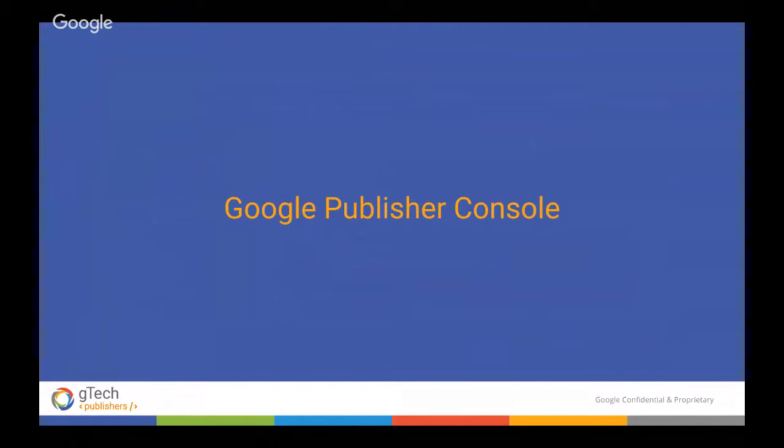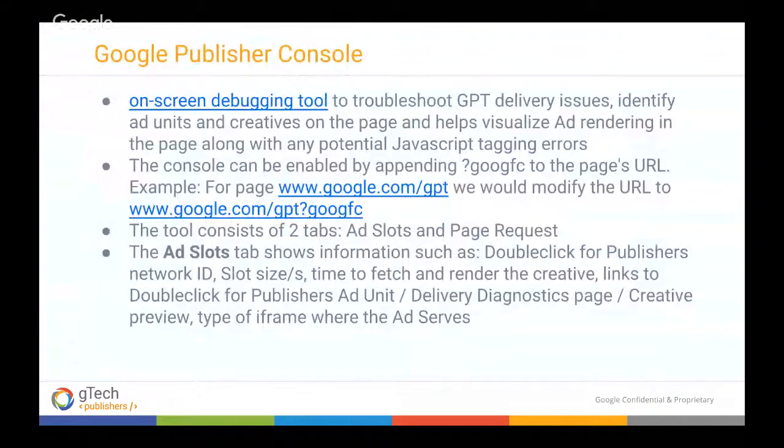So the toolbar is a very straightforward tool, and it's extremely easy to use. But another tool that you can use to troubleshoot ads directly on a page is the Google Publisher Console. Now, the Google Publisher Console is an on-screen debugging tool, and it's actually part of the GPT library, which is the library that is used for implementing ad tags directly on a web page.